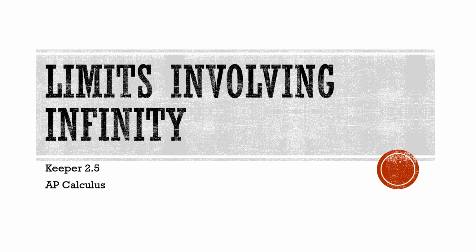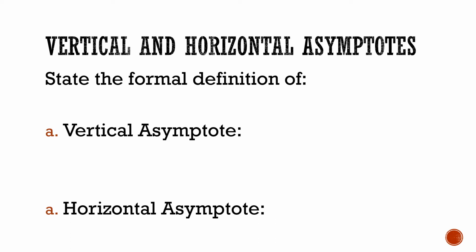Keeper 2.5, limits involving infinity. Okay, before we actually start looking at limits to infinity, we want to do a quick review on vertical and horizontal asymptotes. I know you've seen them before in Algebra 1, Algebra 2, probably even a little bit in pre-calc, but in this class we want to be sure that we're denoting or justifying our asymptotes using limit statements.